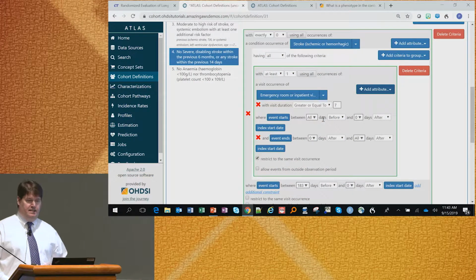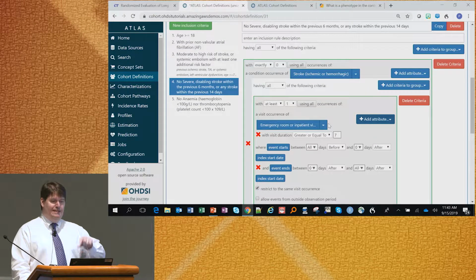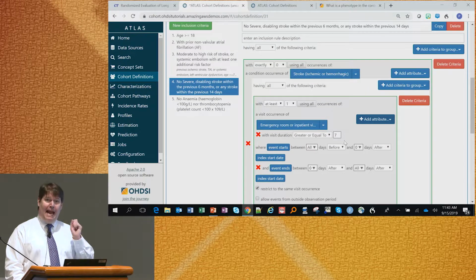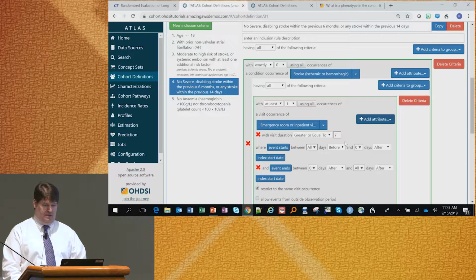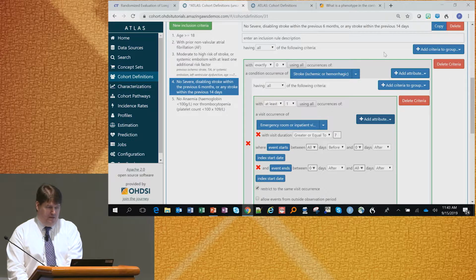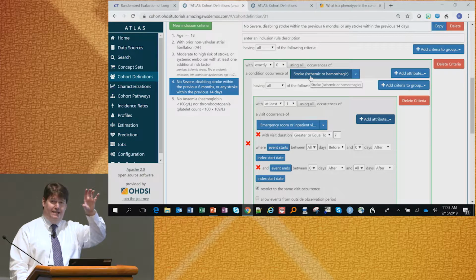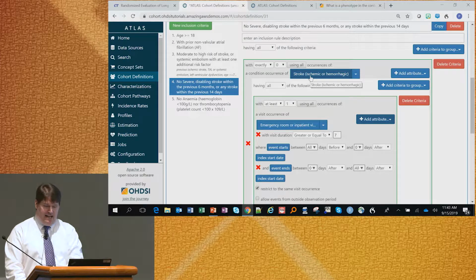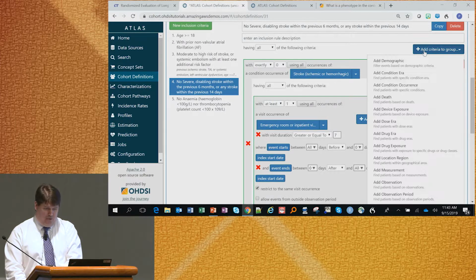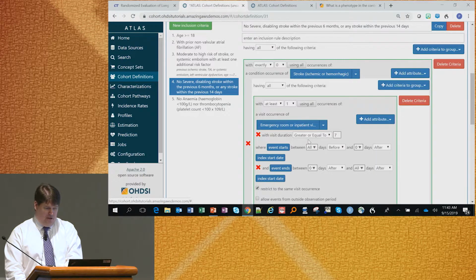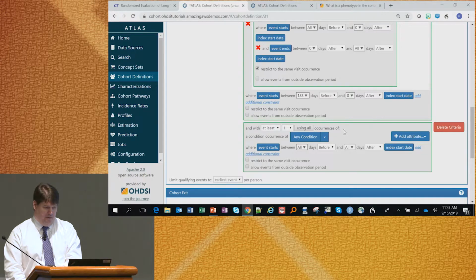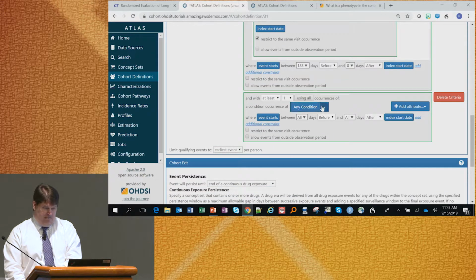The second part of this is that we want to say not only did they not have a severe disabling stroke, they also didn't have a recent stroke. So again, we're in this group, and we have this disabling stroke defined, and we want to say they did not have a regular stroke within 14 days. So I'm going to add to this group another condition, occurrence, that falls below this group here. And I'm going to just say no stroke.